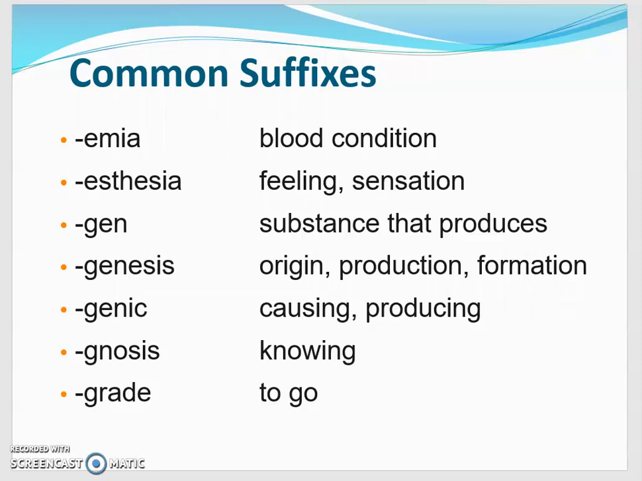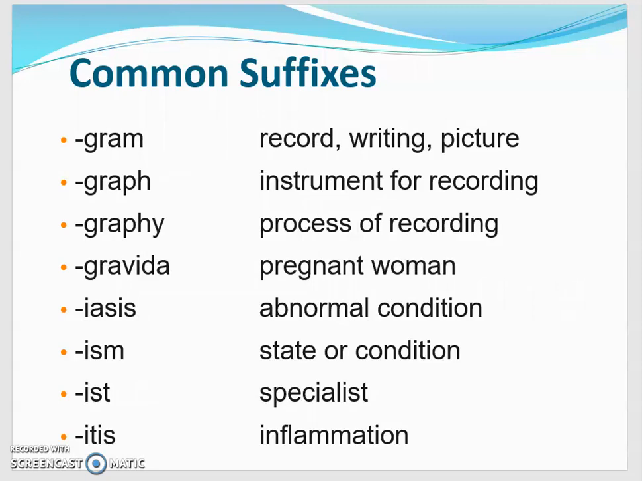Grade means to go. Next 3, gram, graph, graphy. These are all interrelated. So gram is the record, the writing, the picture. Graph is the instrument for recording. And graphy is the process of recording.